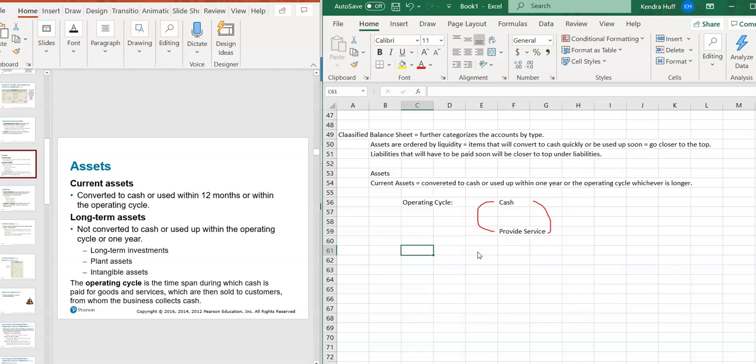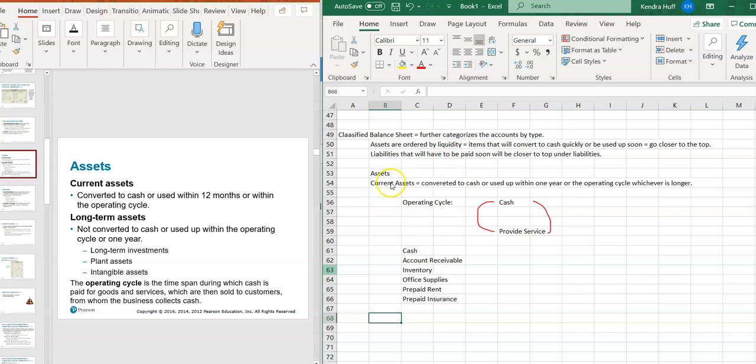All right, so types of current assets. We would find cash. Cash is at the top of the list. All right, accounts receivable. Inventory, which we haven't really gotten to yet, but I'm going to put it in here. Office supplies, not because they're going to convert to cash, but we're going to use them up within a year more than likely. Prepaids, so like prepaid rent, prepaid insurance. Those are examples of current assets.